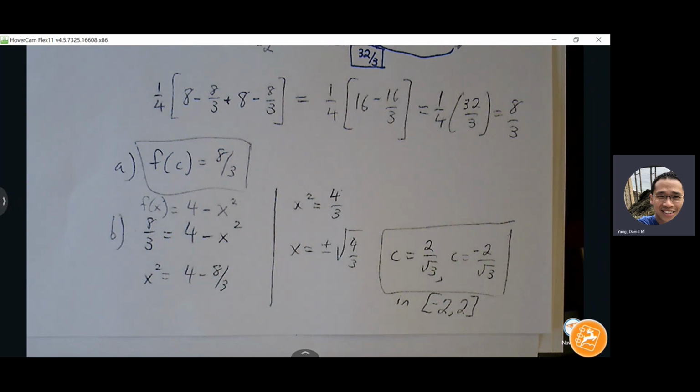Okay, any questions with average value theorem? Okay, let's try second fundamental theorem. That's on the back.